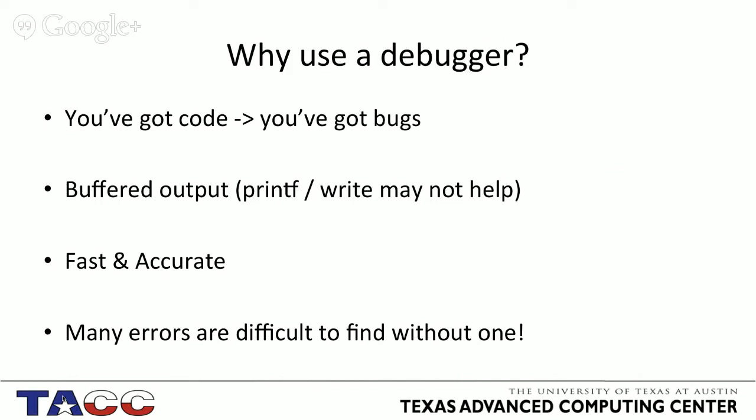Also, the point about the buffered output is that when you're printing output, what you see printed to the screen may not be what's happening in the code. Output is buffered unless you're printing to standard error. And so where you think you are in code execution is different. This is where a debugger is really nice, because you can step through the code line by line and look at each execution and how your data is changing.